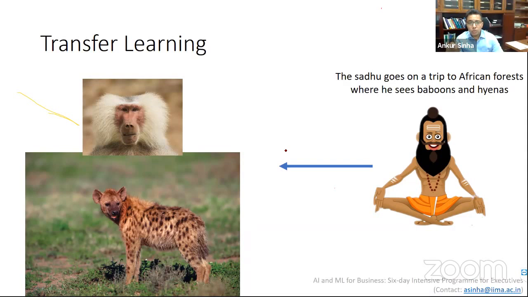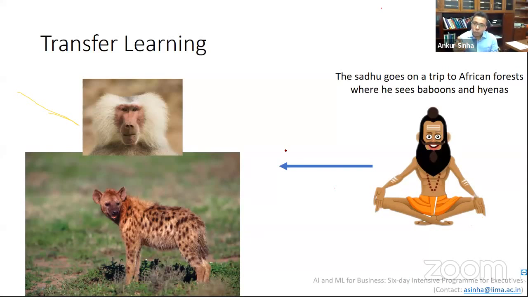This particular guy knows that the first one is very similar to a monkey, and the second is very similar to a wolf. And he will also know that the first one will have similar characteristics as a monkey. The second one will have similar characteristics as a wolf. Particularly, the hyena might be dangerous as a wolf, and a baboon might not be as dangerous because it looks similar to a monkey. So when I take some learning which happened in Indian forests, and I try to apply that learning in African forests, it still works. And that is what we call transfer learning.